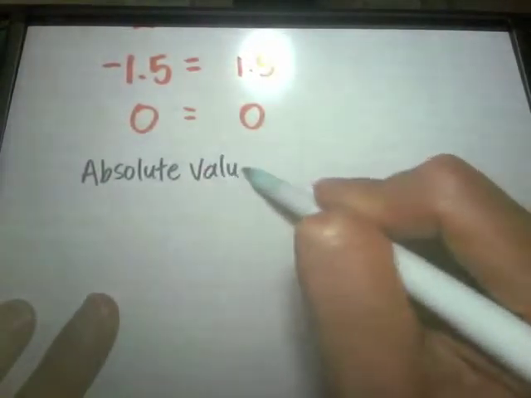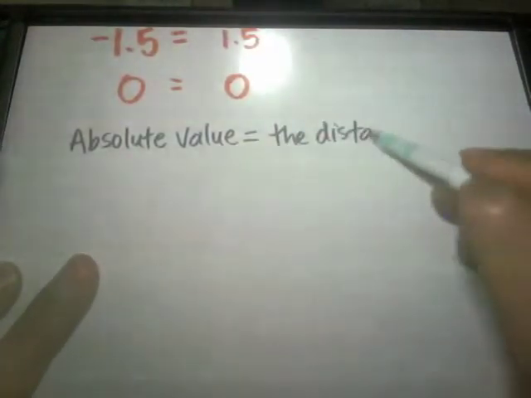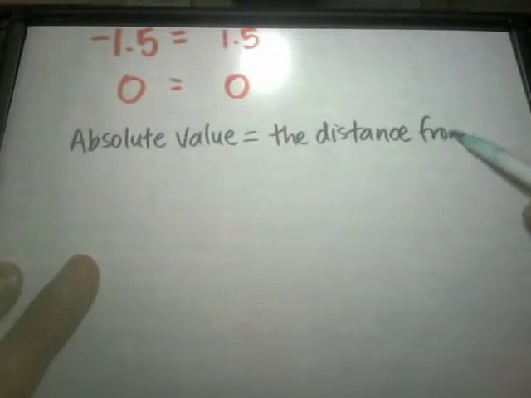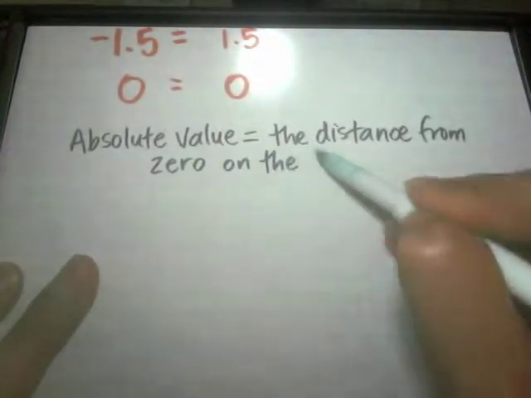Remember first that absolute value means the distance from 0 on the number line.